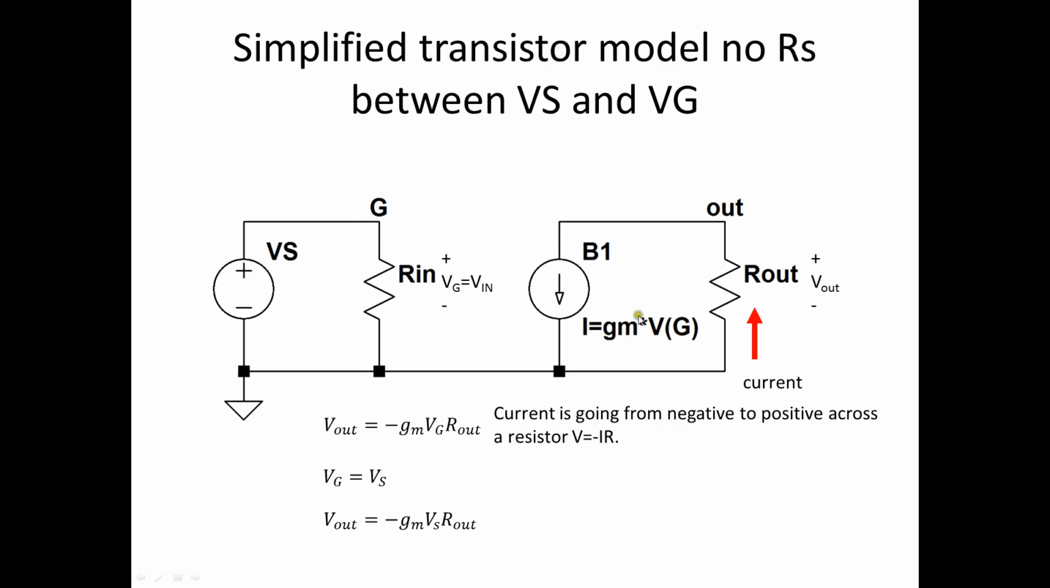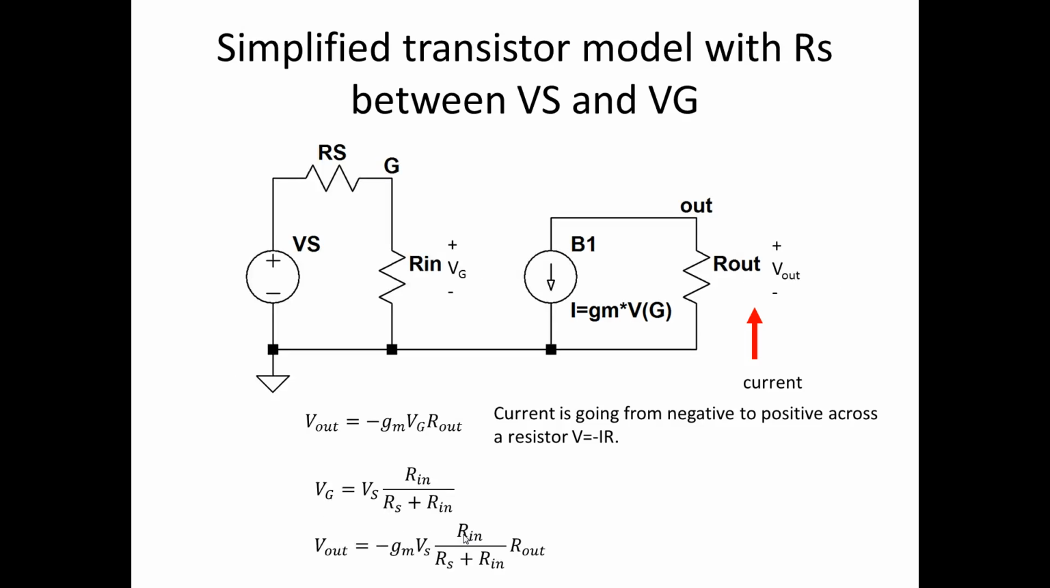What's happened? What is VG? Well, in this case, VG is right on the node of VS, so VG equals VS. So we can substitute for that, and we get V out equals minus GM VS times the output resistance.